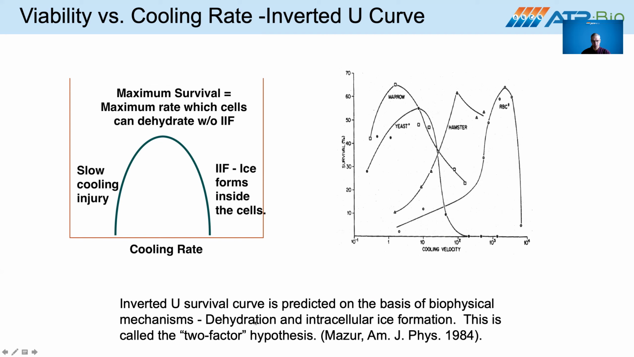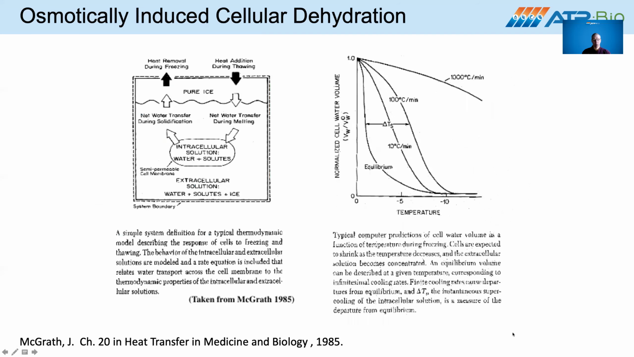And it's really just a competition between dehydration and intracellular ice formation. He calls this a two-factor hypothesis. He originally published that in 1963, but it's very nicely reviewed in his MJ Phys article in 1984. So as engineers, we started looking at this.